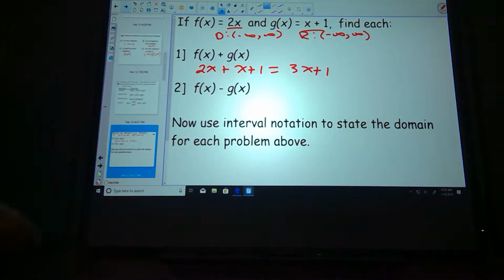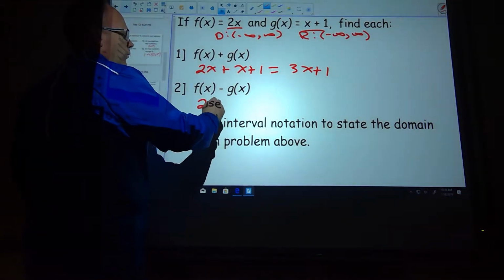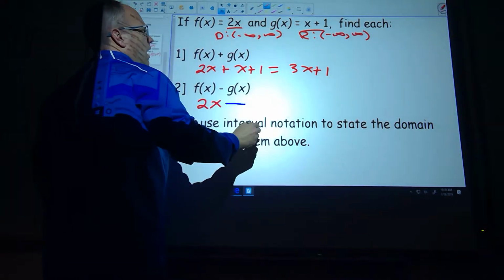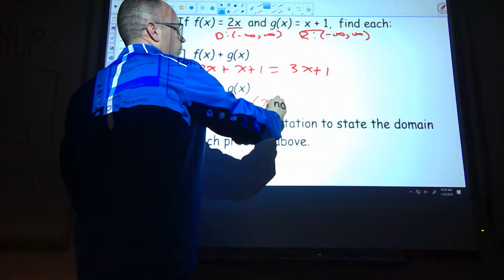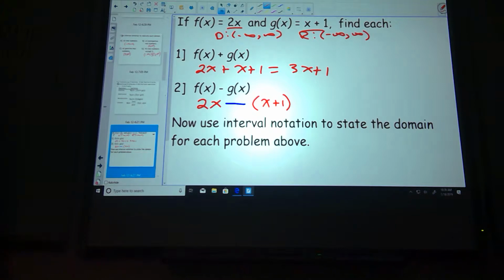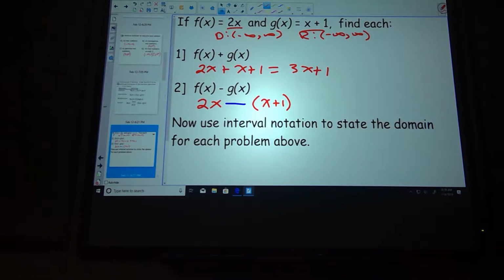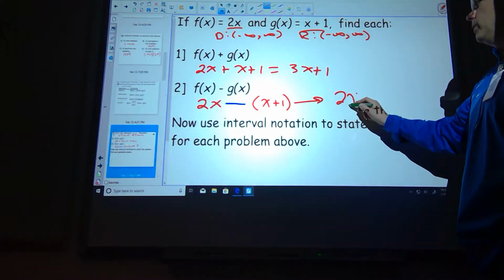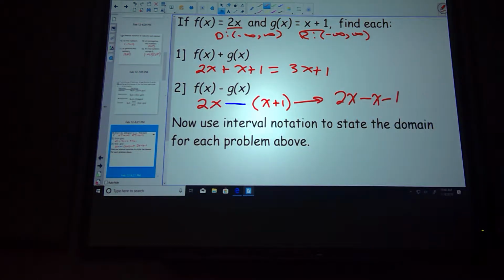And then I have this second one. Now here's where things start getting goofy, and this is where sometimes Algebra 1 kids have a hard time with this. Why did I put x plus 1 in parentheses? What am I doing to x plus 1? You're making it negative. I'm subtracting everything. So this is going to change to this. Agree? Which then becomes this, x minus 1, and there's my answer.